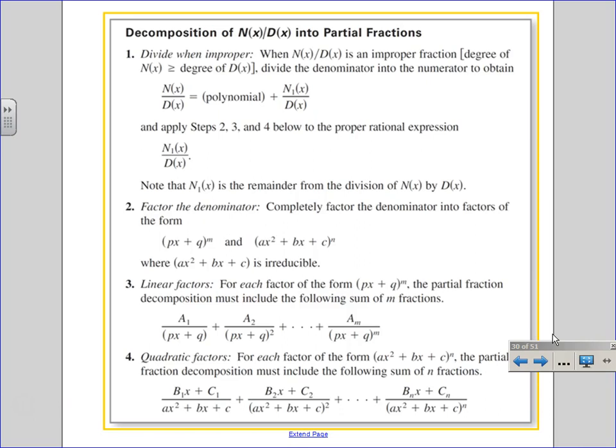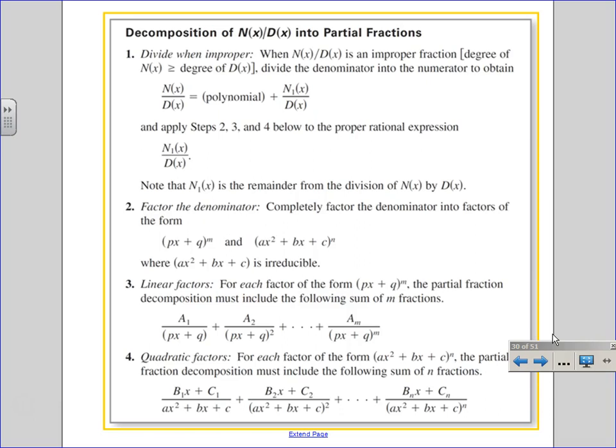Okay, do they give the same detail that I gave? When improper, when the degree of the top is greater than or equal to degree of the bottom, divide. When you divide, you should get whole stuff plus fractional stuff, the remainder. Take the fractional stuff and do the rest of the process with just the remainder. It's basically what I showed, but with a lot more words. It's good. It's good detail. If you like it, go for it. If you don't like it, just use my short and sweet version.